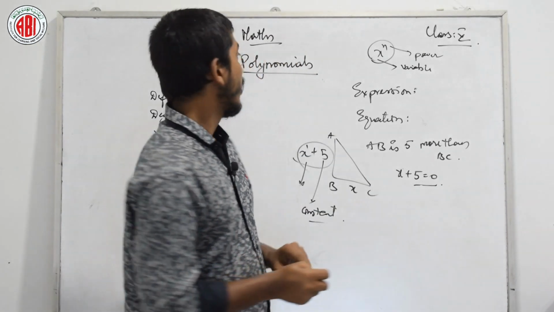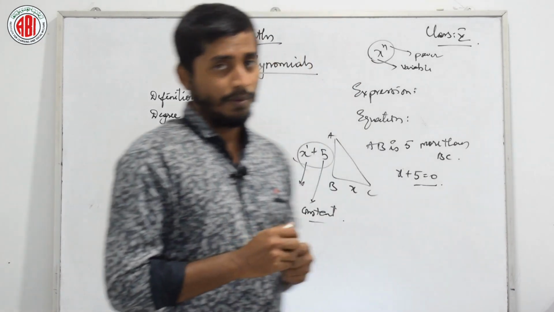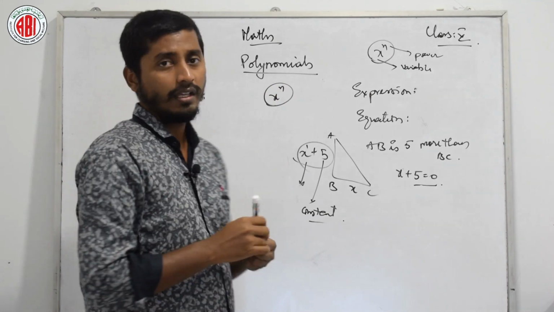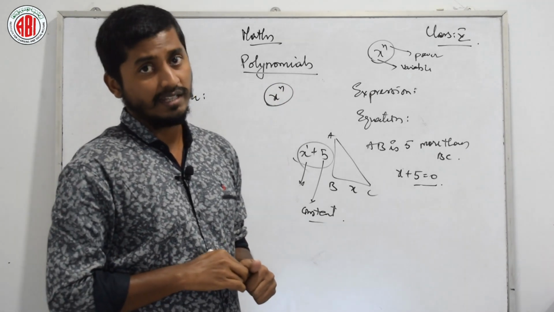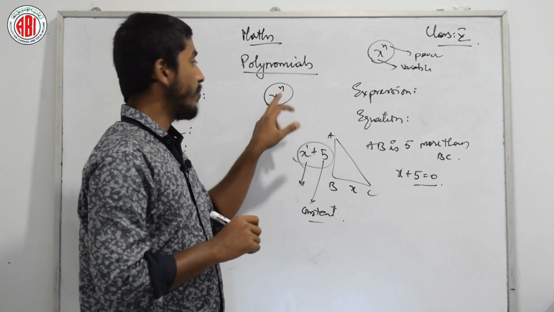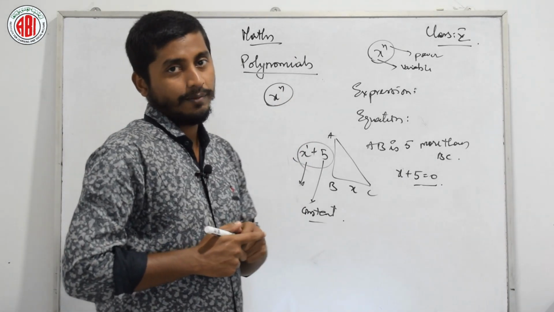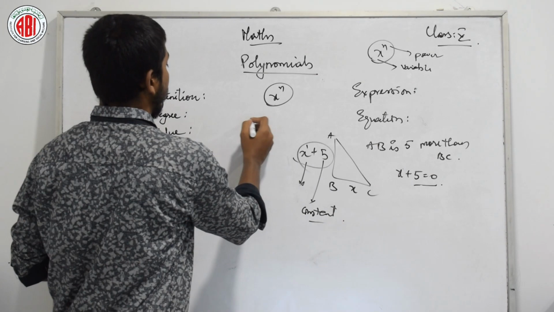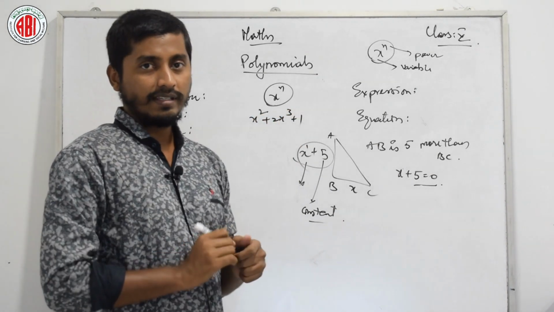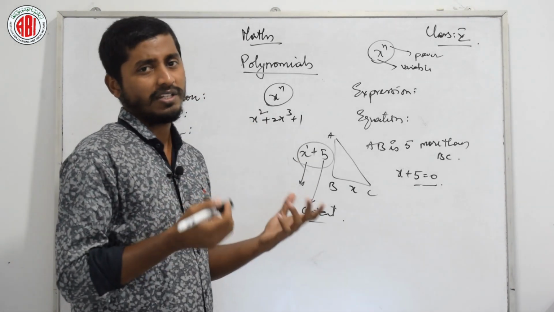Now, a polynomial is a set of terms consisting of x power n, where the variable should always be in the base and the constant should always be in the power. For example, x square plus 2x cube plus 1, if this is an expression, this is called a polynomial. A polynomial can be an expression or whatever.